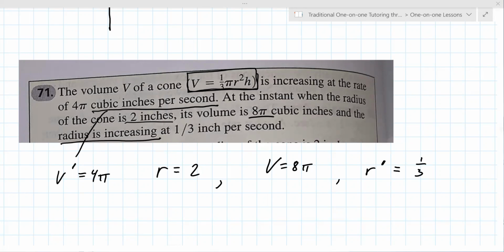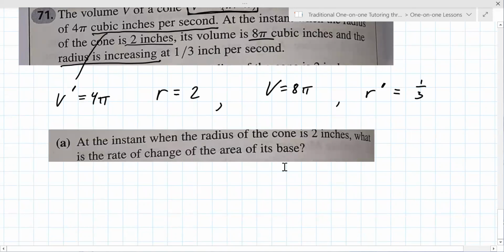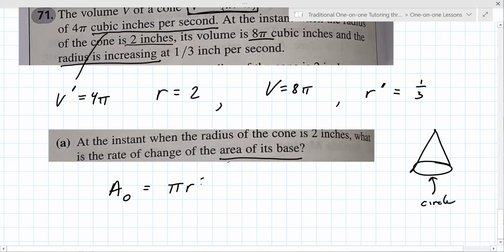Now I'm going to give you part A, because this could be overwhelming if you had to do A, B, and C without knowing this stuff first. At the instant when the radius of the cone is 2 inches, that's the same thing as here. What is the rate of change of the area of its base? Notice it's not even talking about the volume anymore. What's the base of a cone? It's a circle. Party hat, right? The cups they give you at the golf course. So the area of a circle is pi r squared.